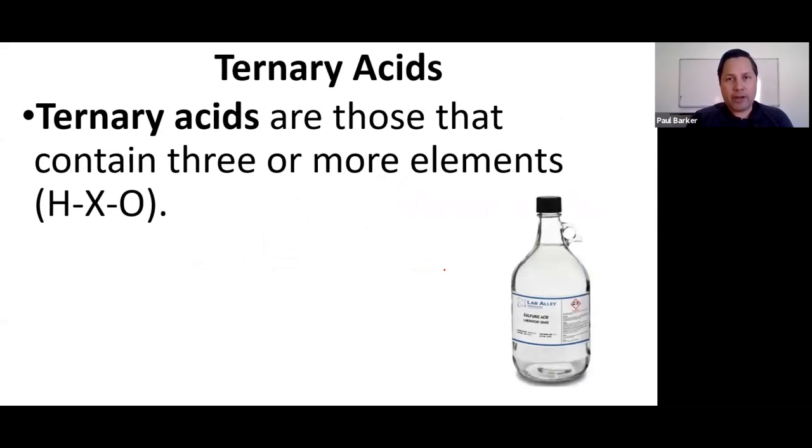The next one is a ternary acid. Those are acids that have 3 elements. And the 3 elements are going to be hydrogen in the front, oxygen in the end, and in the middle, some other element. Usually it's a nonmetal. All right, so ternary acids are those that contain 3. They could have 4 or more elements, but normally 3. All right, so sulfuric acid would be an example. You see that in the picture in the bottom right corner of the slide.